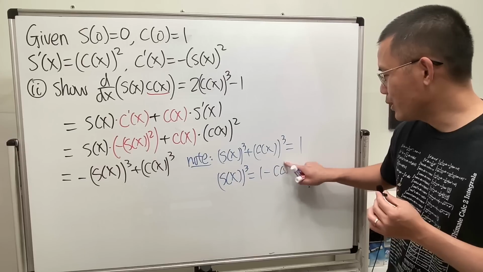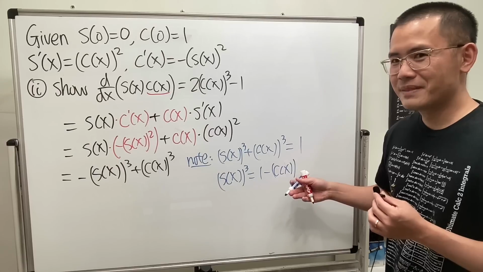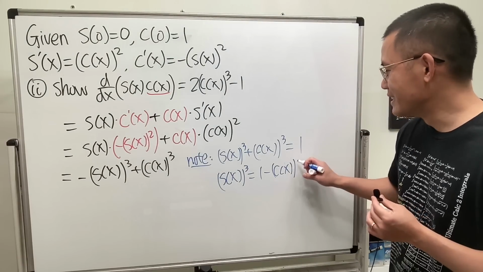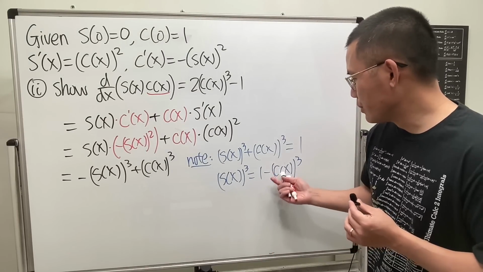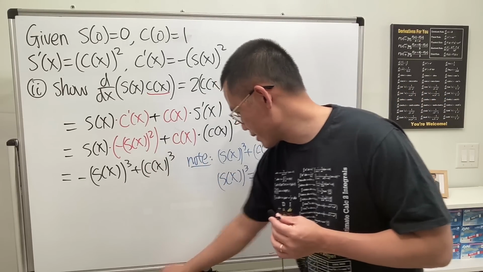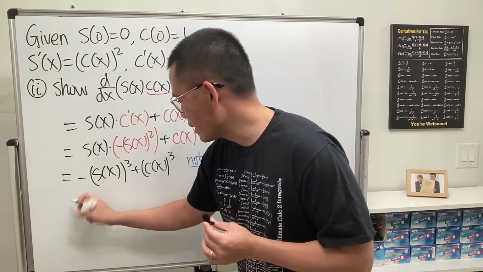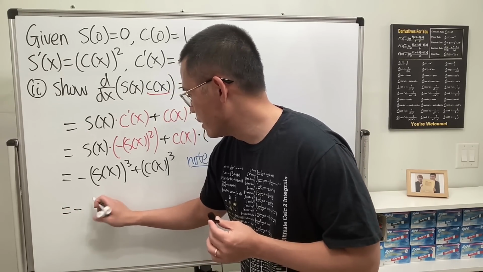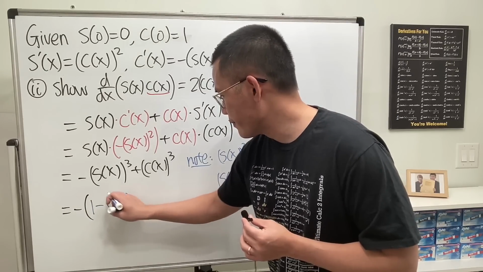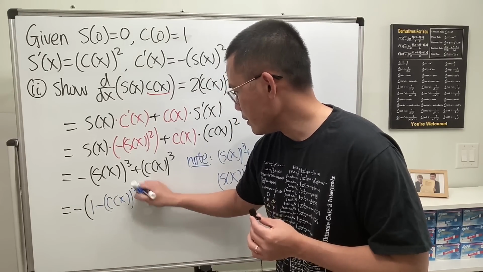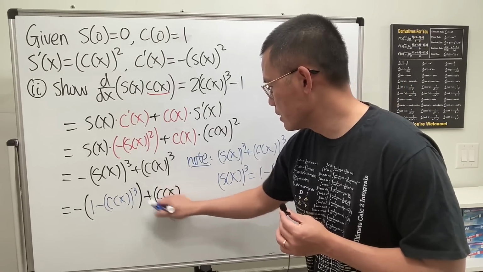I think this is a really creative question because it's totally just like another version of sine cosine business, right? Same thing, seriously. Okay, and then I'm just going to put this into there and then just do the work. So not so bad, I will say. And then let's see what do we have. This is equal to negative parentheses and then 1 minus c of x third power, and then plus c of x third power.